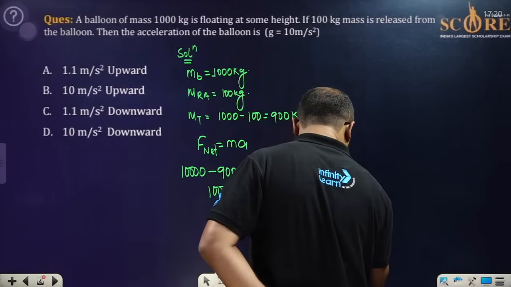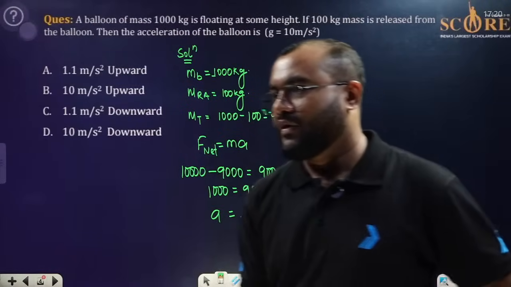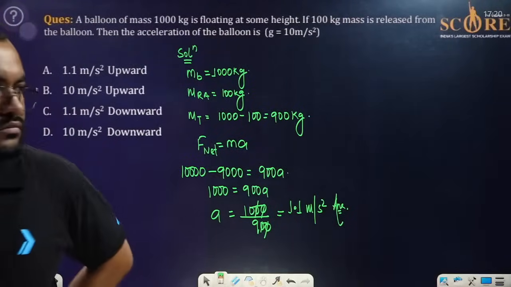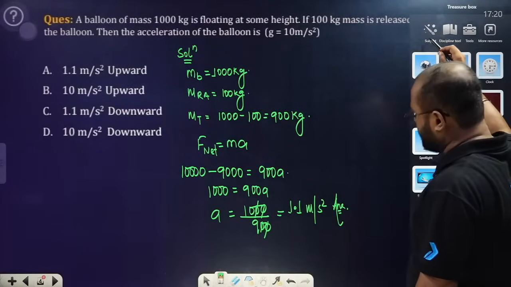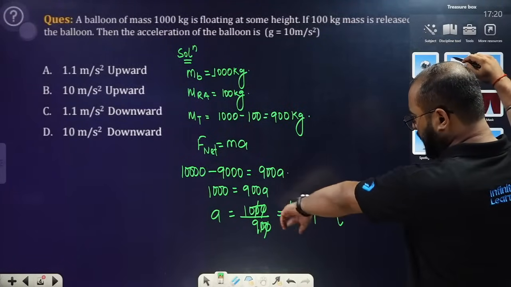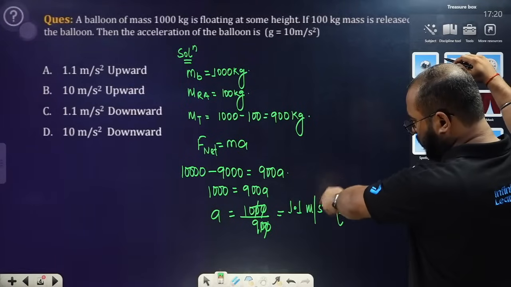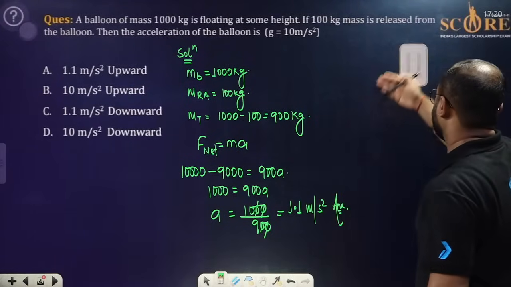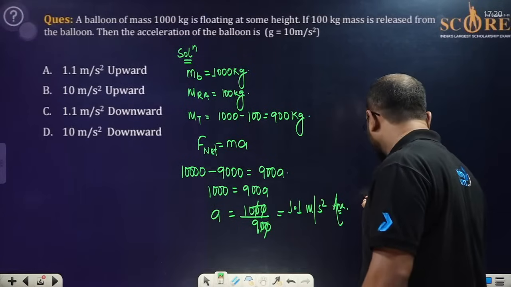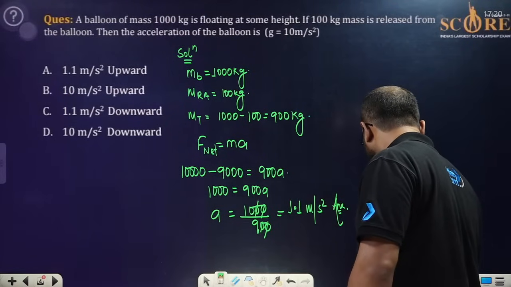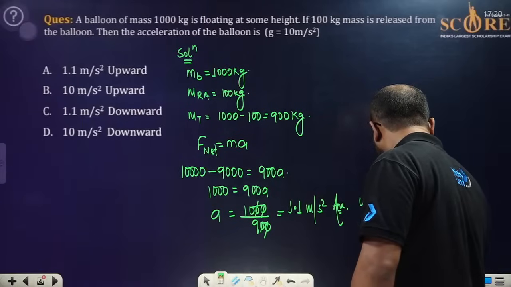Fine. This is how it is really done. People, let me calculate it first. I believe 9 ones are 9, again it is 1.01. So this is going to be the correct answer, everyone. And it will be upwards. Please do remember, it will be upwards.